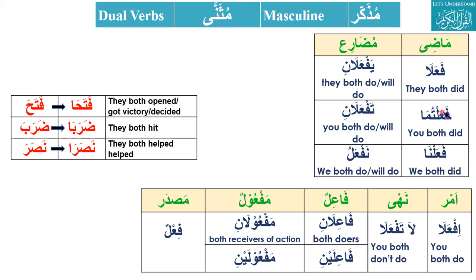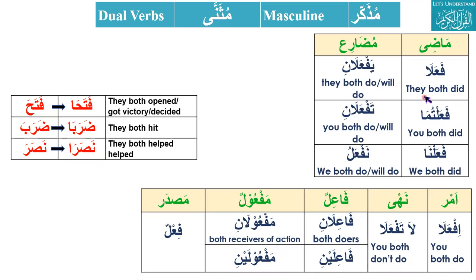Okay, fa'ala, fa'altuma, fa'alna, yaf'alani, taf'alani, naf'alu. And then the amr would be if'ala, la taf'ala. Fa'ilani, fa'ilaini, maf'ulani, maf'ulaini, fa'il. With translation, Farhan Bhai.